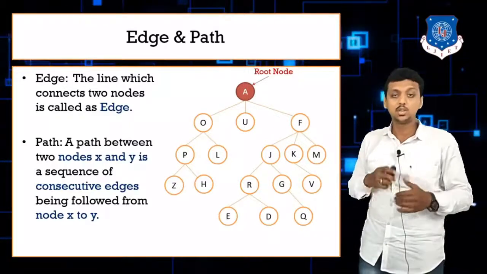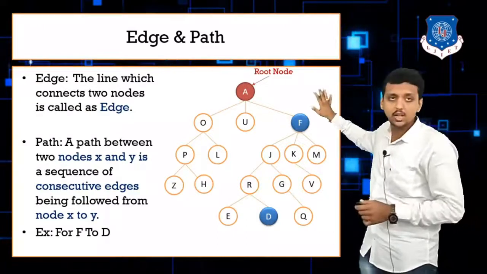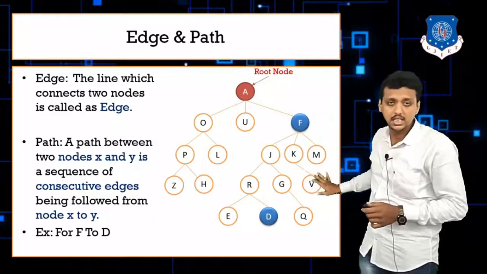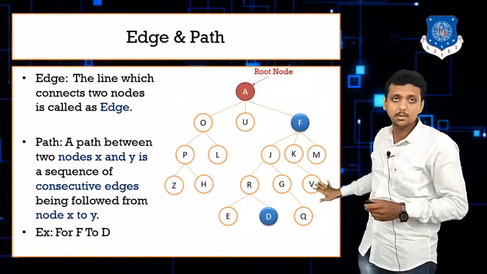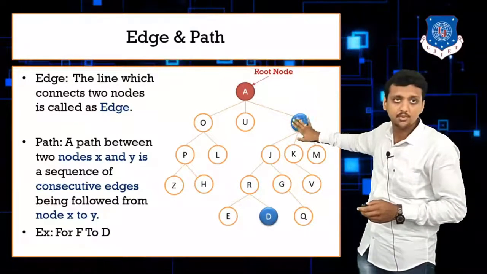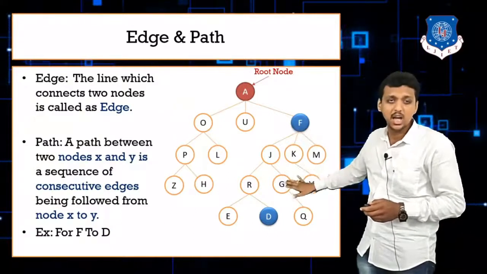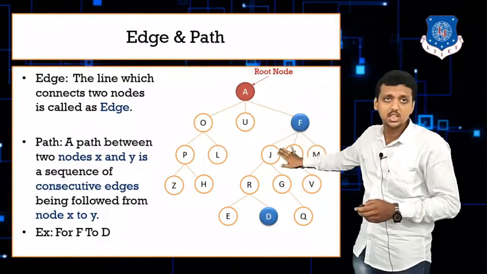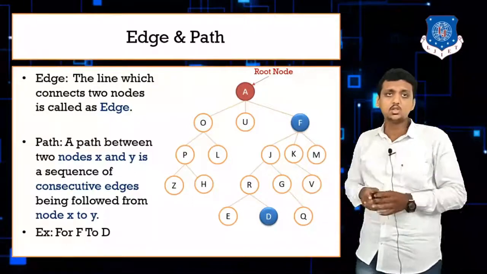Now let me move forward to the path. If we talk about F and D, then the path from F to D, how do we get a path? You have to go from F to J, and then J to R, and R to D. F to J, J to R, R to D. So in such a way, students, you have to go.